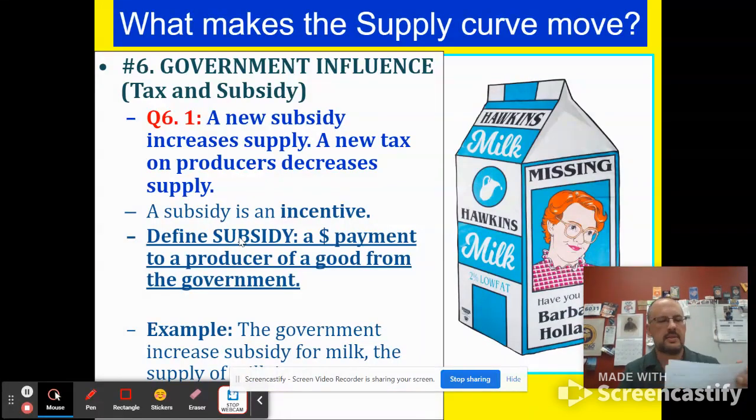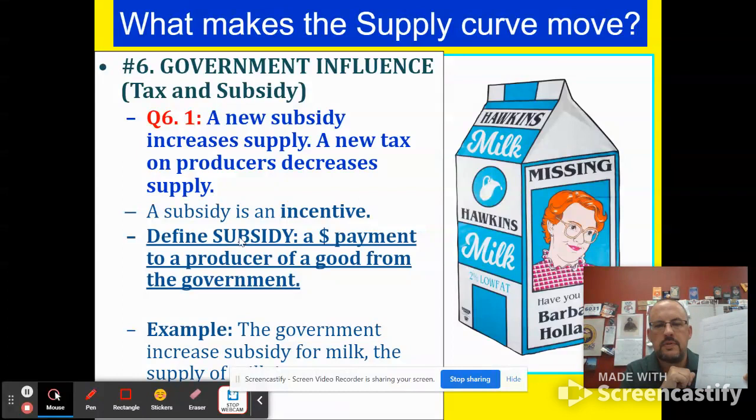So the next one we're going to do is taxes and subsidies. That's question 6 on your paper, Q6, box 1. A new subsidy will increase the supply. A new tax on producers decreases the supply. So that goes in box 1. Essentially, if the government gives people money to make things, they will make more of those things. If the government taxes what you produce, then you'll produce less of whatever that thing is.